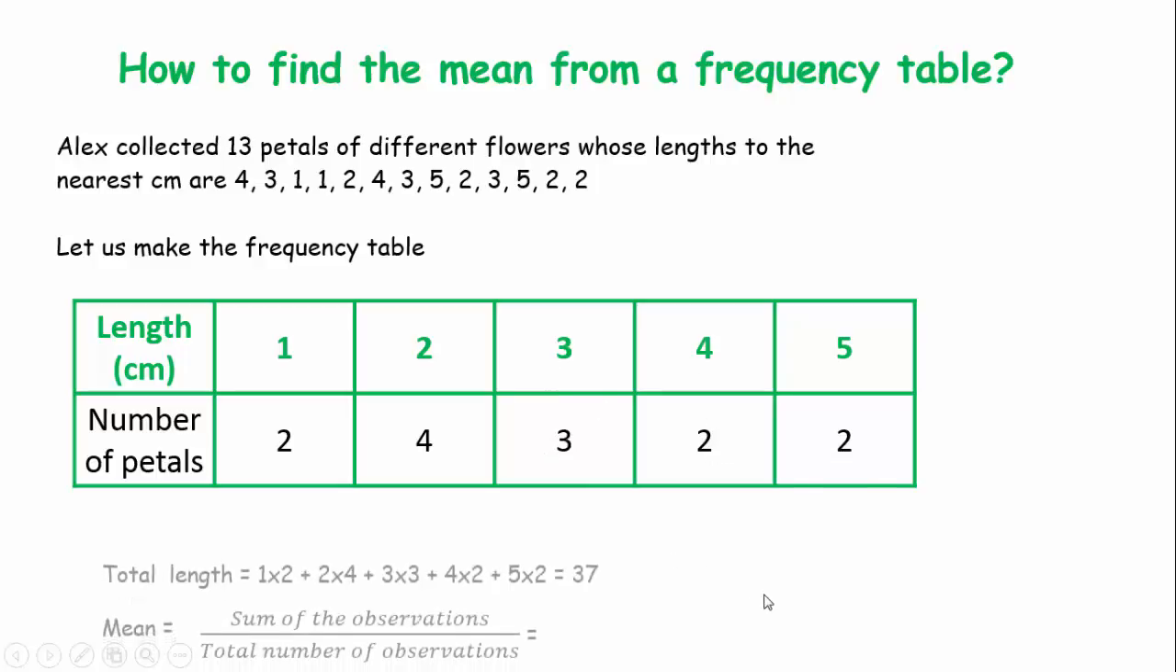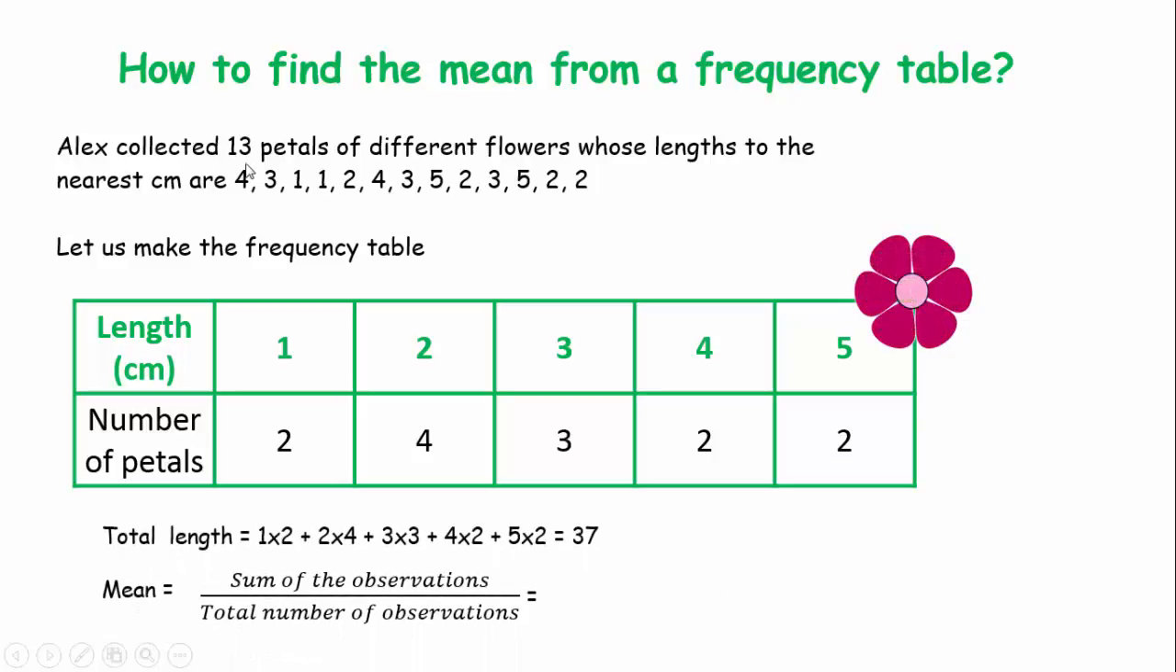Now how do you find mean? So basically you have to add up all these observations, right? If I had added these two observations, I would have got 1 plus 1. Now instead of adding them up, I'm going to multiply the length with the number of petals. So 1 multiplied by 2. And then instead of adding 2 plus 2 plus 2 plus 2, I'm going to multiply 2 by 4. So it's basically multiplication instead of repeated addition. Again, instead of 3 plus 3 plus 3, just replace it with 3 times 3.